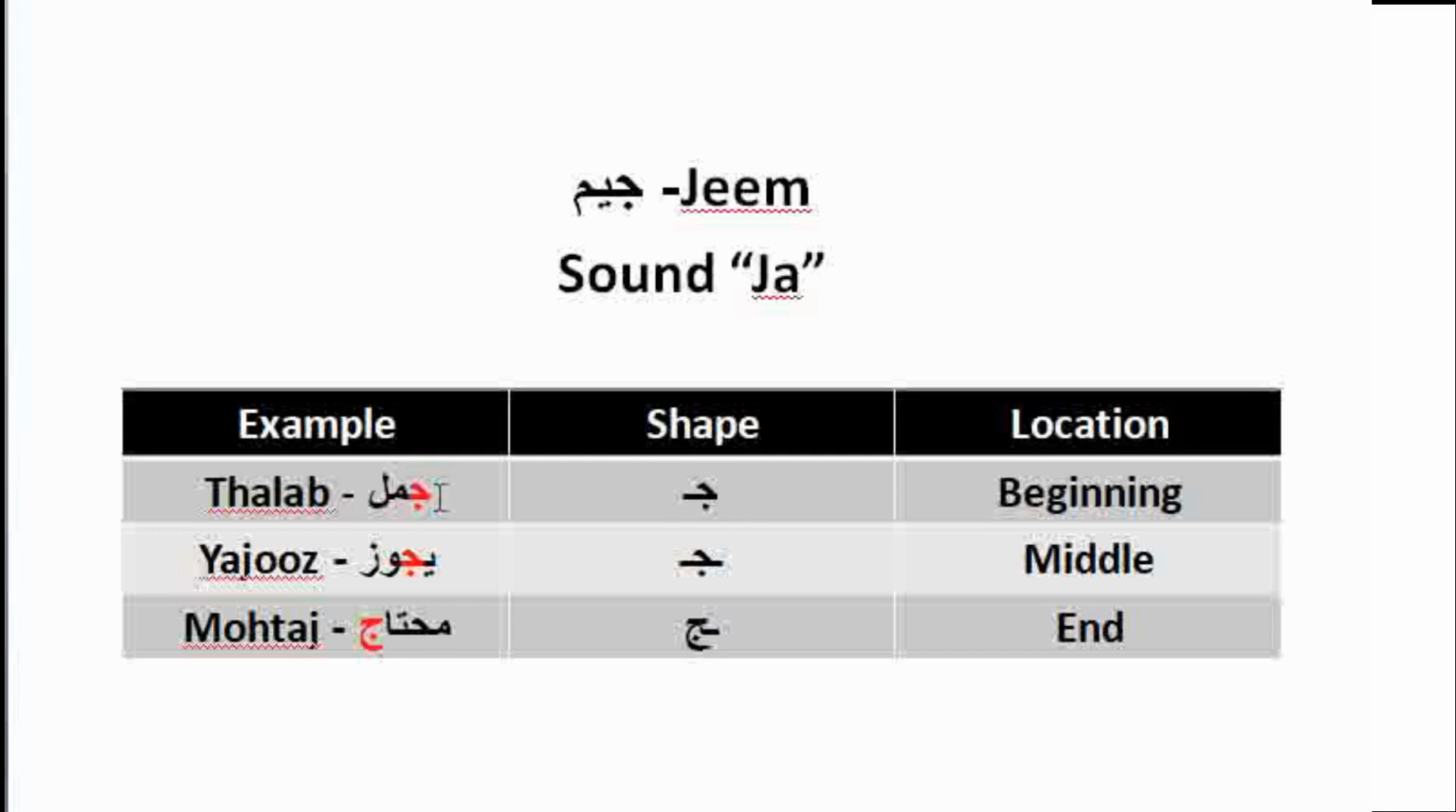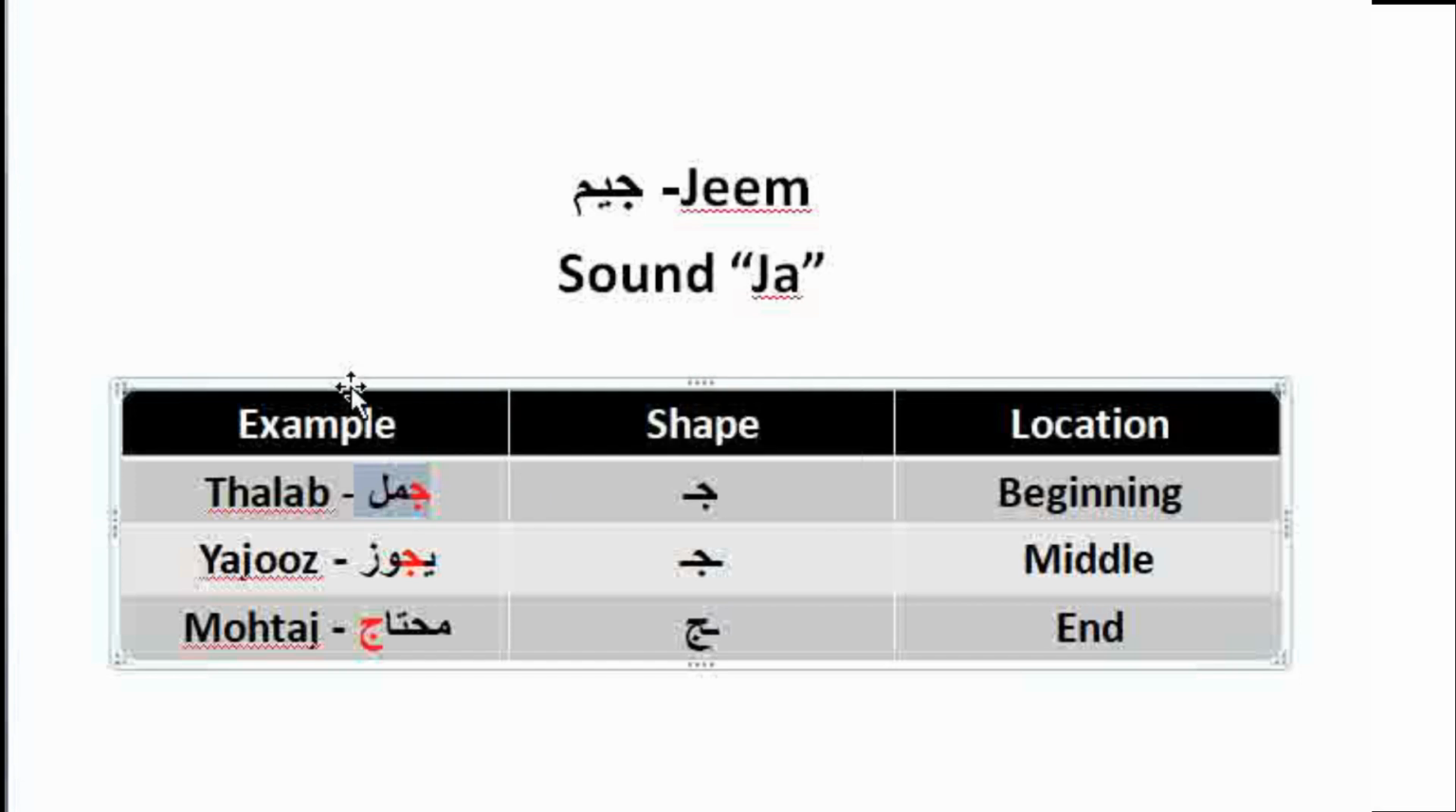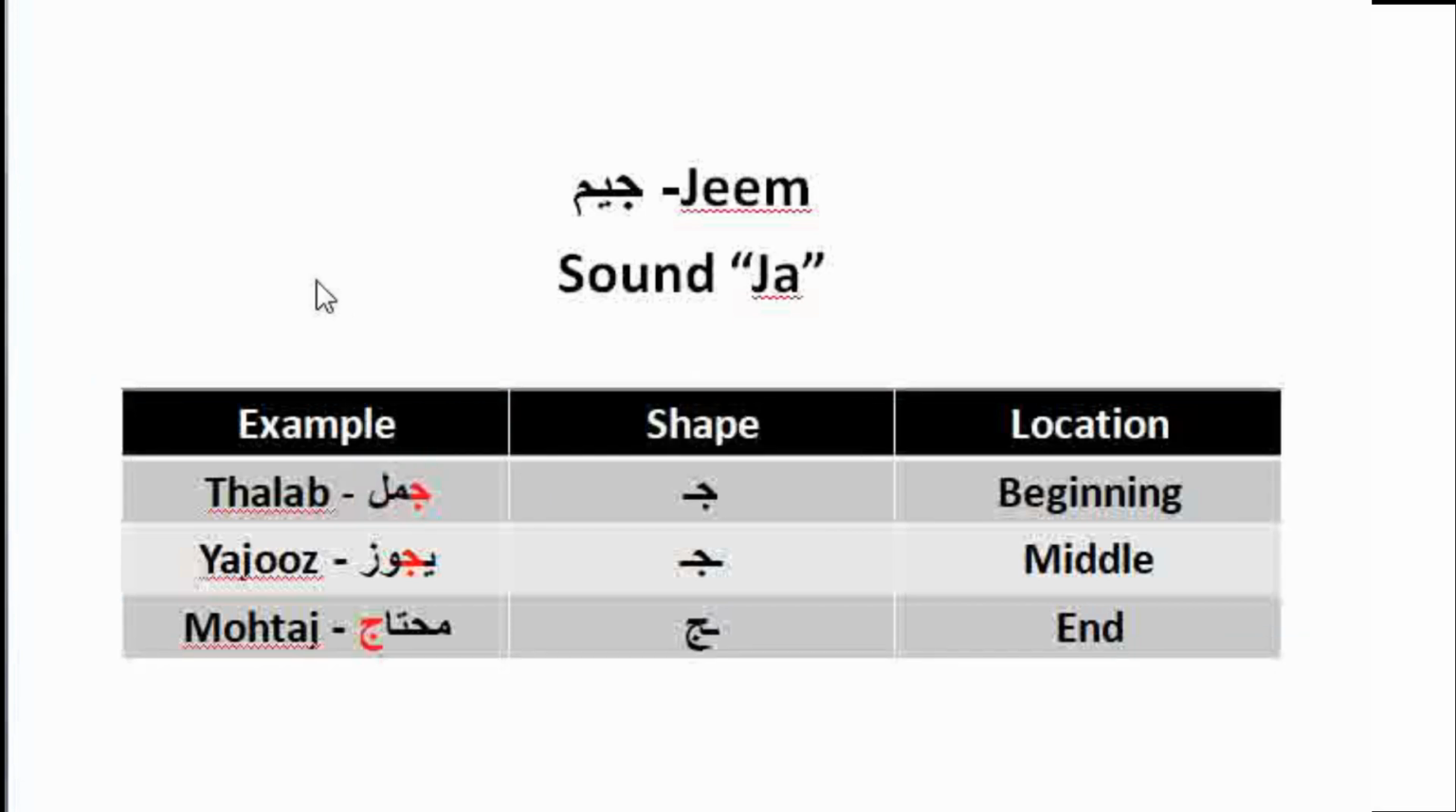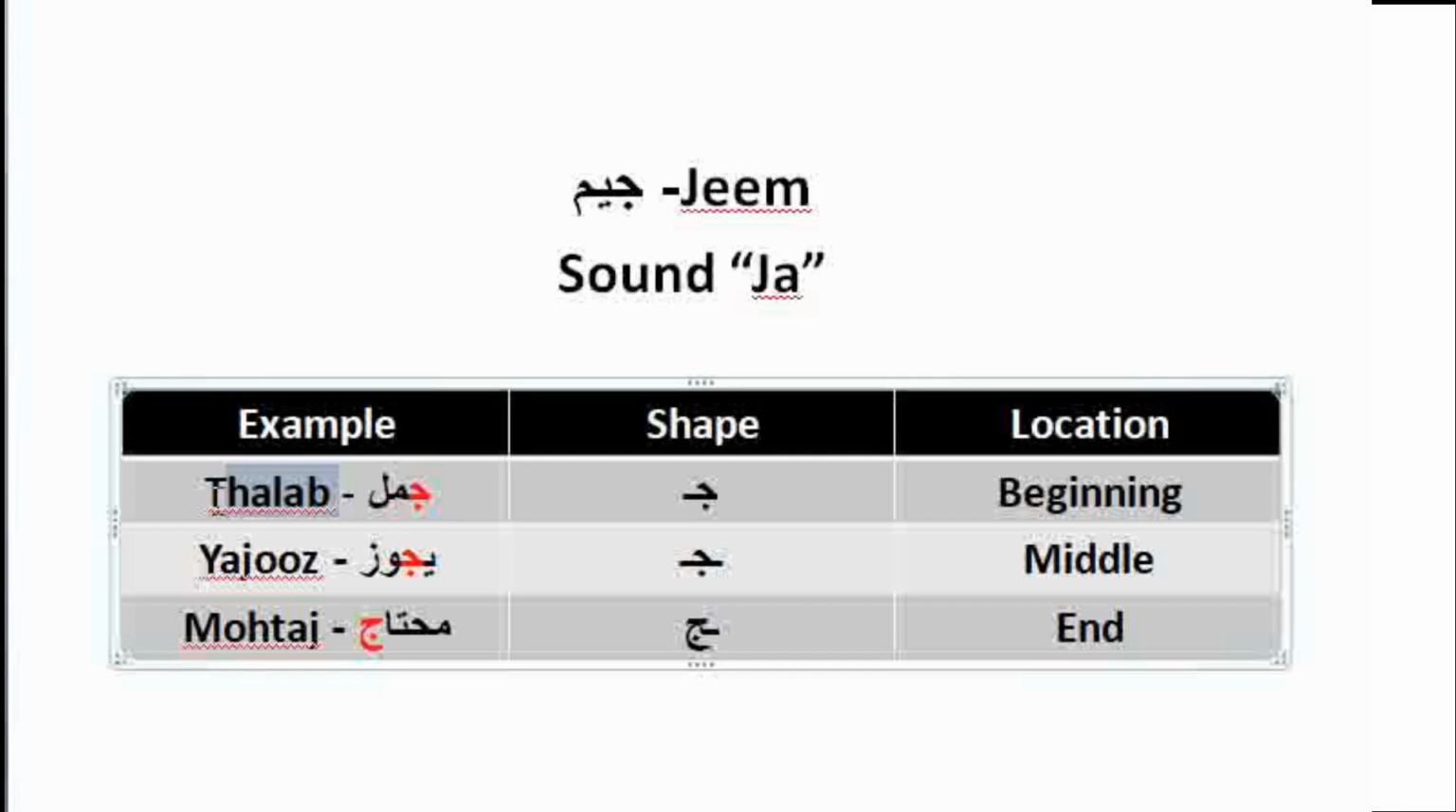An example is the word Jamal. Jamal, which means camel. Oh, sorry, I will correct this one. It's Jamal. This is how it looks in the beginning.